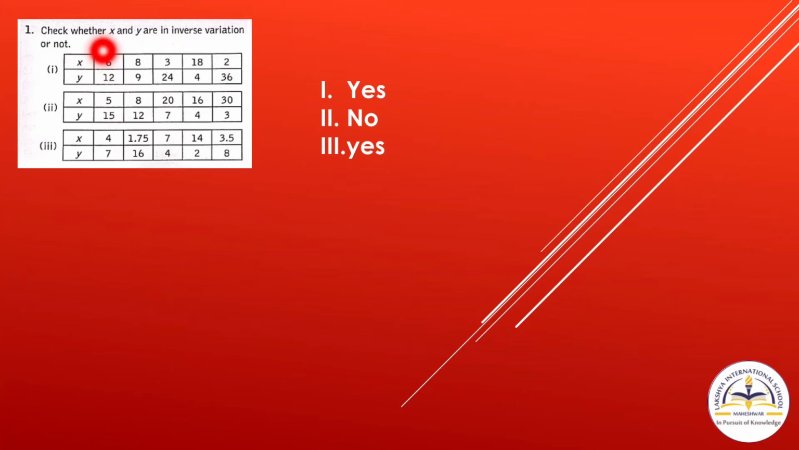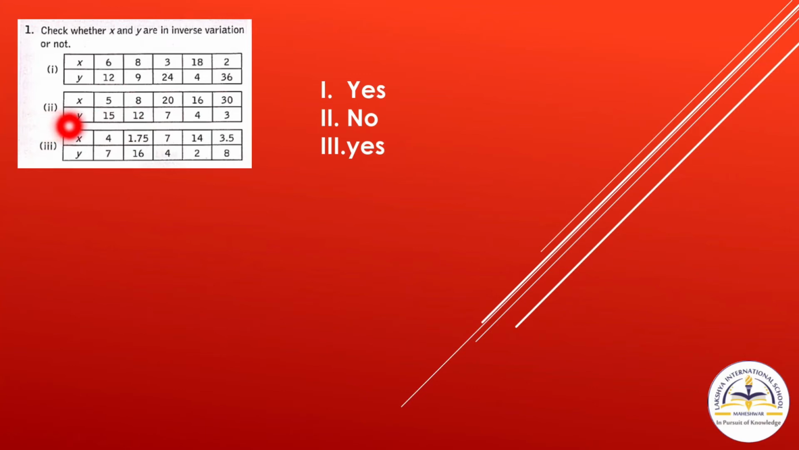You can see the x value is 6, then the y value is more than that, that is 12. In the fourth part you can see 18 and 4. Here the x value increases and the y value decreases.